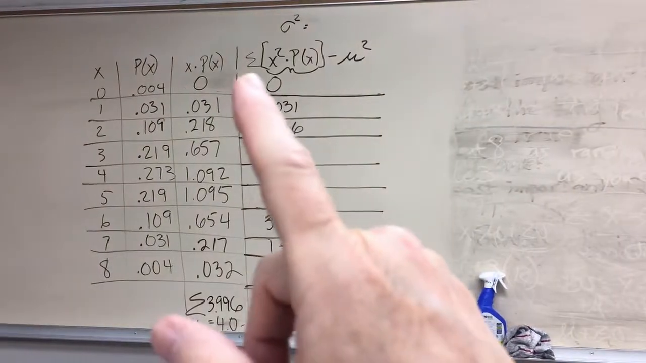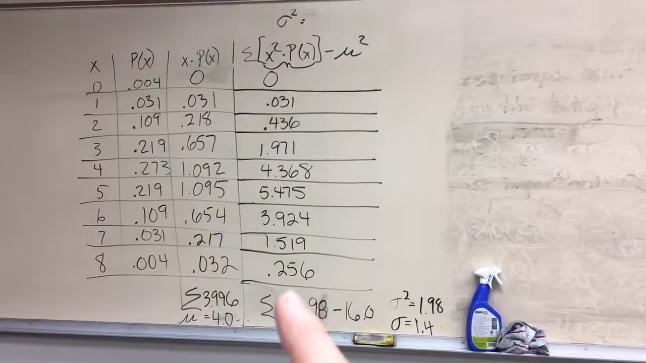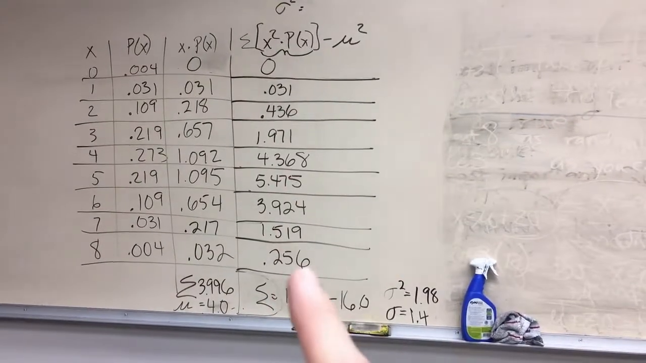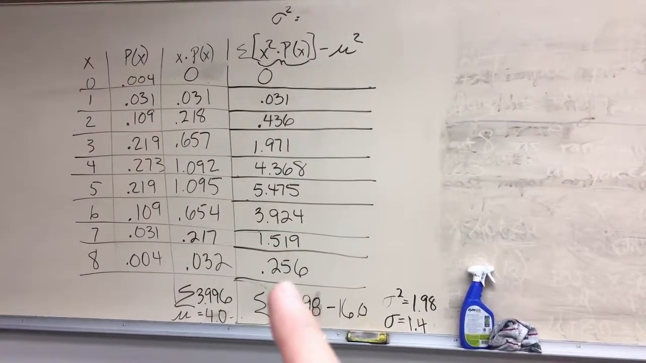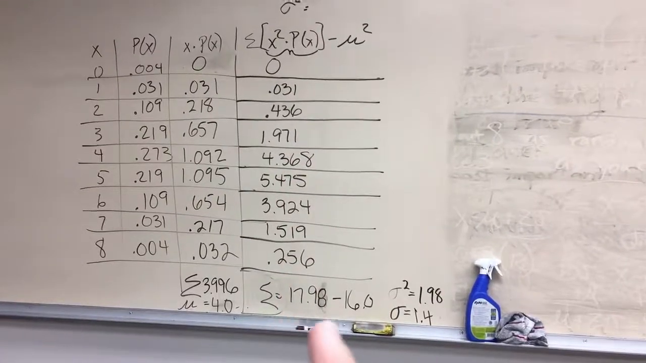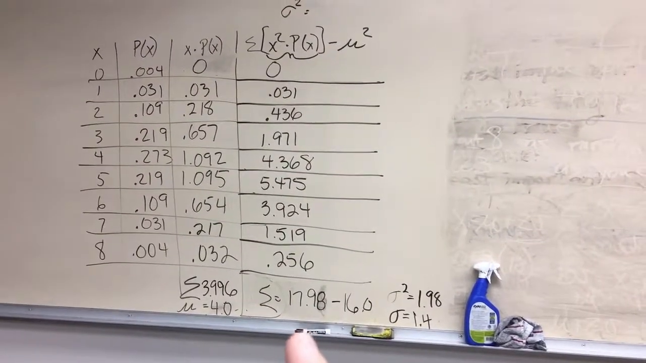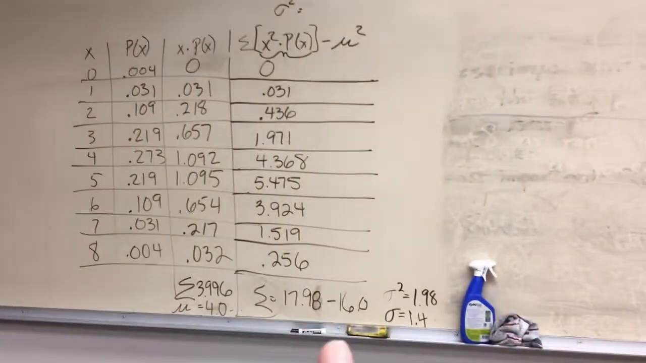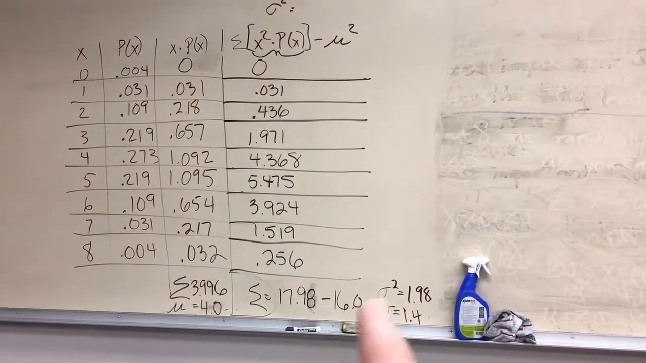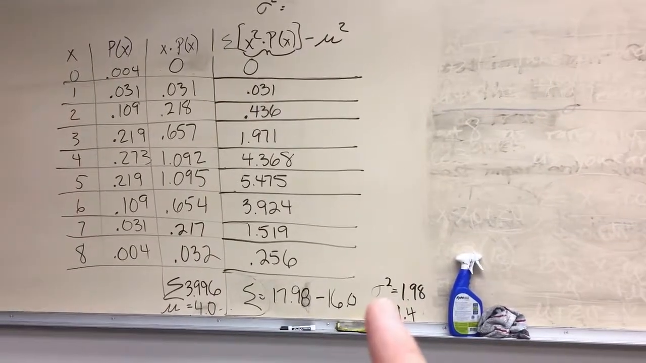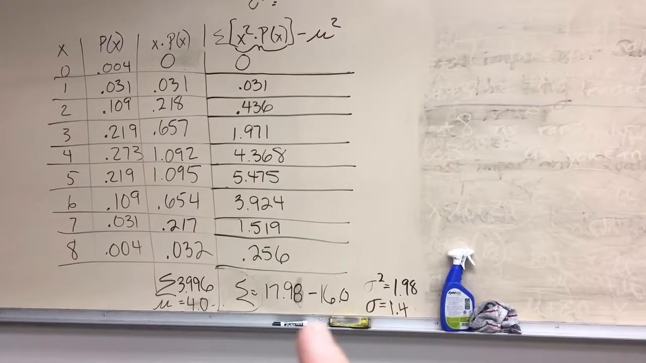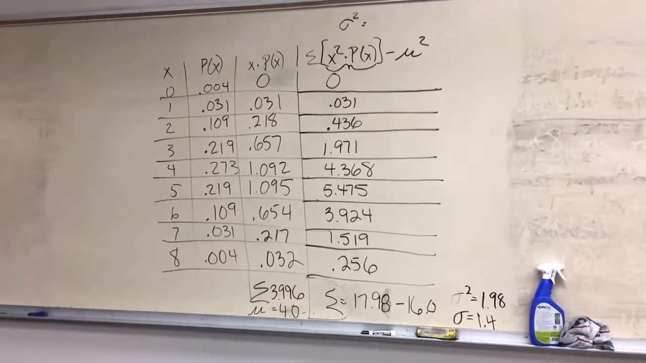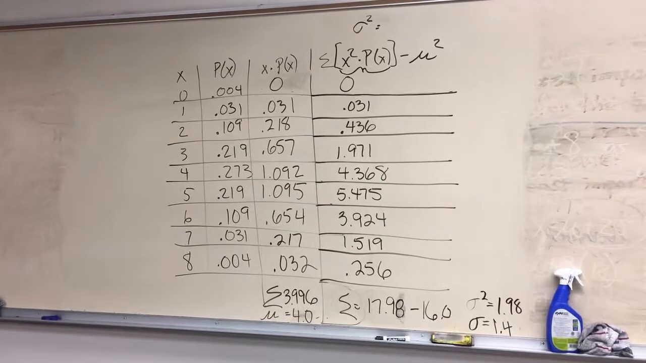Okay, instead of summing it by hand, I did a one variable analysis using one variable stats, and that gave me the sum of the whole column was 17.98. Then I subtracted the mean squared, which was 4 squared, which was 16. I got my sigma squared, which is my variance, is 1.98 when I did that math, and then I took the square root to get 1.4, and there you have it.